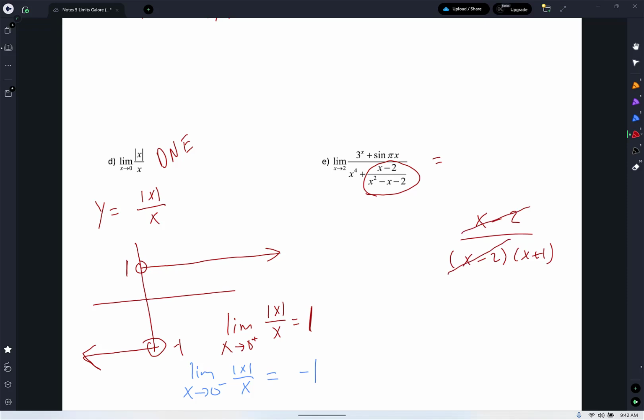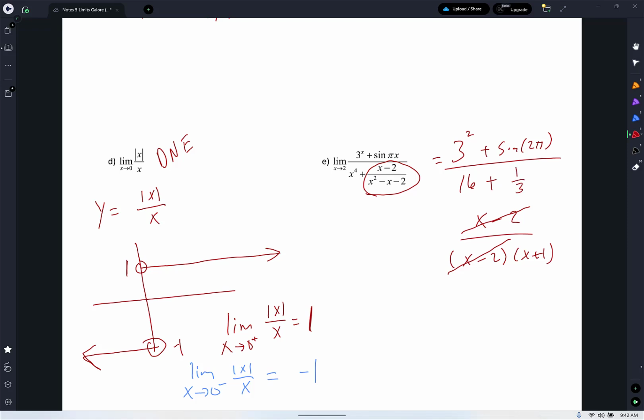So here's what I have. 3 to the power 2 plus sine of 2 pi over 2 to the 4th. 2 times 2 is 4. 4 times 2 is 8. 8 times 2 is 16. 16 plus, and then I'm plugging a 2 in here. You get 2 plus 1 is 3, so plus 1/3.